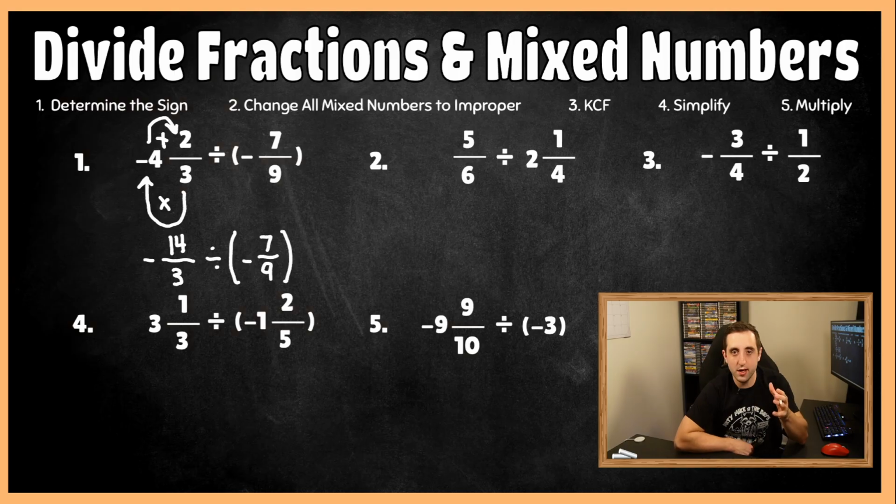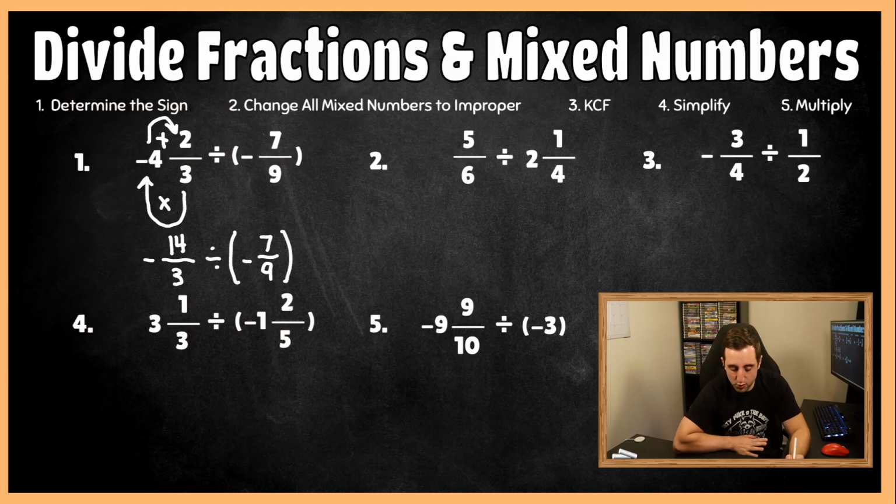Now that step two's done, we changed all of our mixed numbers to improper fractions. We then want to use this method called KCF, or keep, change, flip. The easiest way I tell my students to memorize this is, if you think about the fast food place KFC, this is just the crappier version of it. It's the off-brand, like Kmart's the off-brand of Walmart. So KCF, or keep, change, flip, is the way to memorize that.